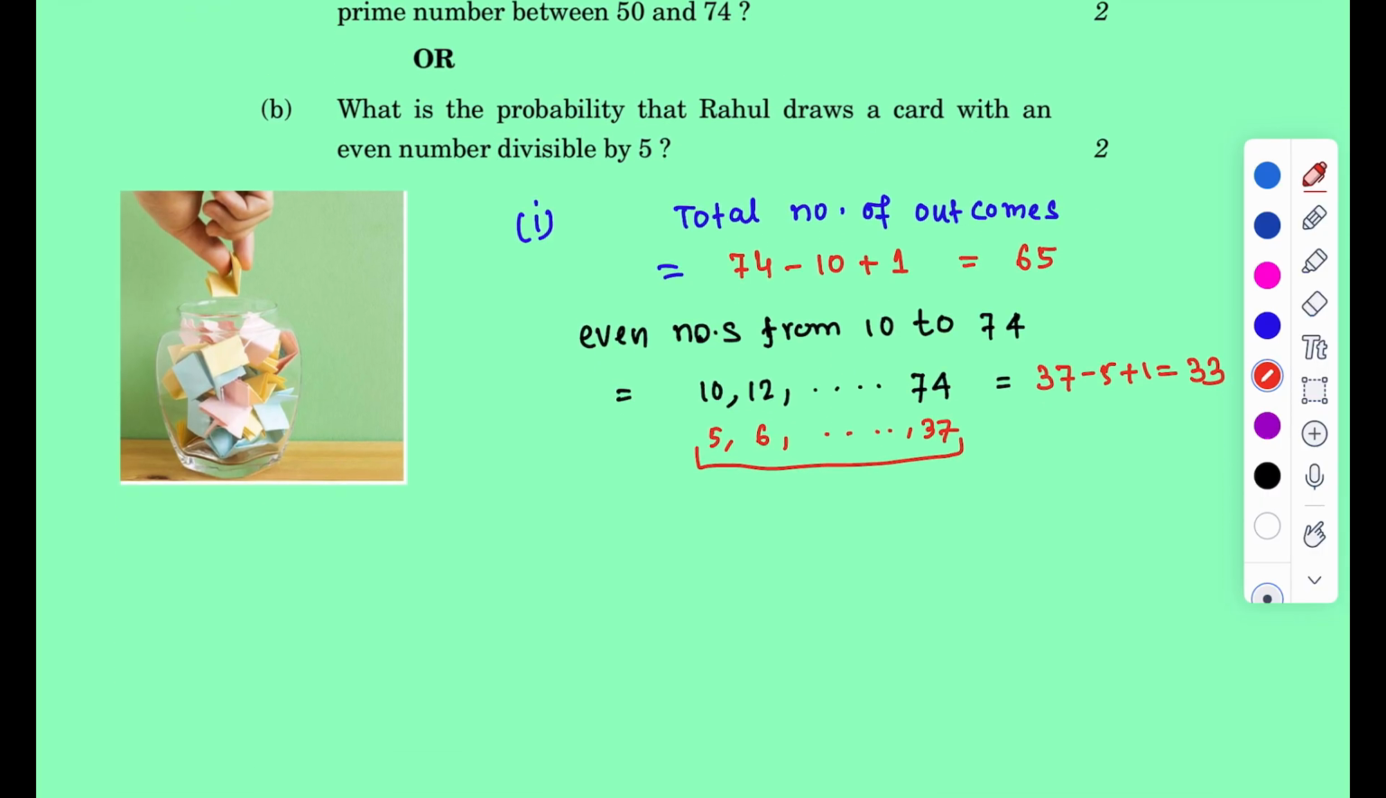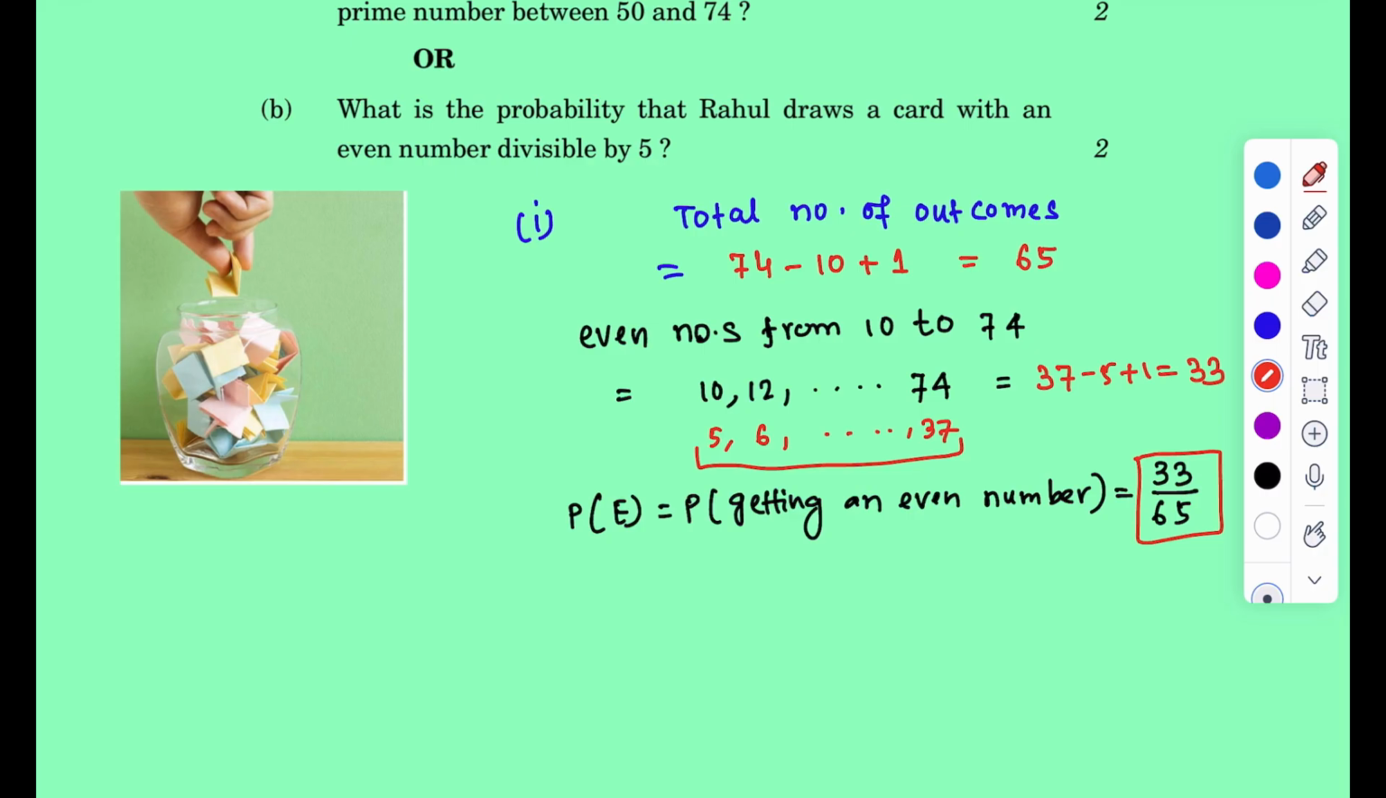Now the probability of the event of getting an even number. The probability of the event E, that is the probability of getting an even number, will be equal to 33, the favorable outcomes, divided by the total number of outcomes, that is 65. Always you have to write that it is equal to number of favorable outcomes divided by total number of outcomes.